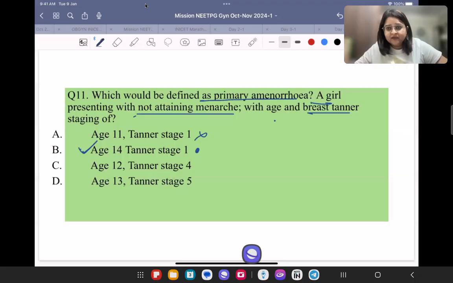है ना? Then age 12, tanner stage 4. Are you worried? Are you not worried?